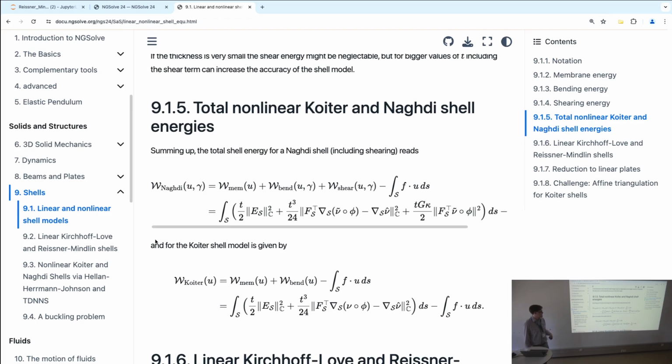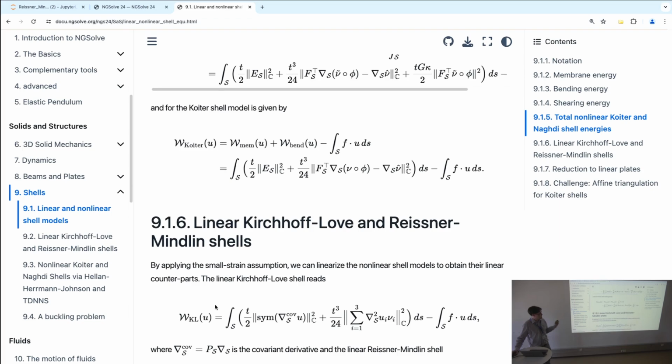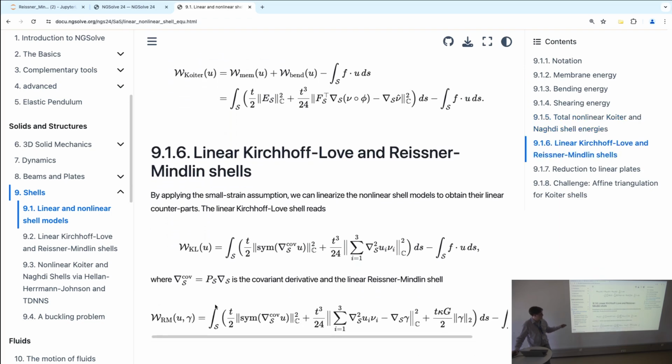We can write like this. And then again we can eliminate shear, assuming that the deformed normals are always perpendicular. And then we eliminate the shear and we get the 3 parameter Kirchhoff-Love shell, where we have only bending and membrane energy. And of course we can also now linearize these nonlinear equations to get the linear Kirchhoff-Love and Reissner-Mindlin shell equation.